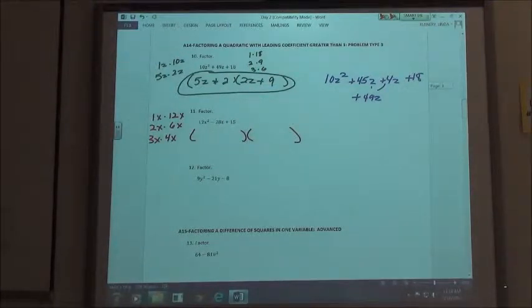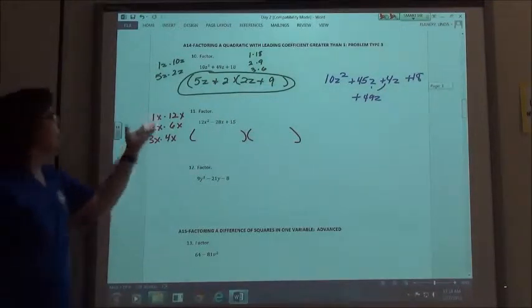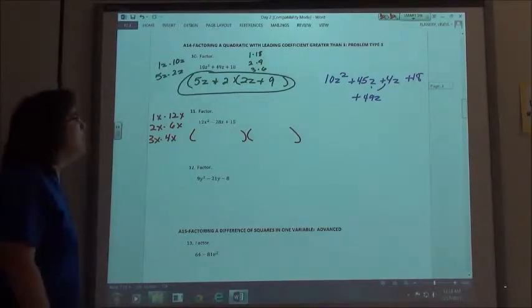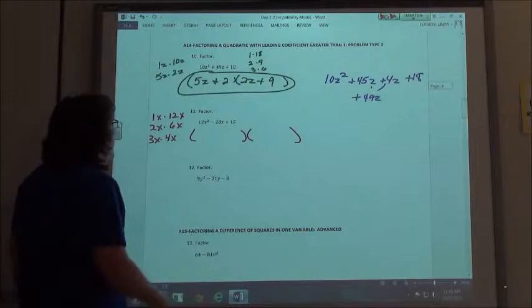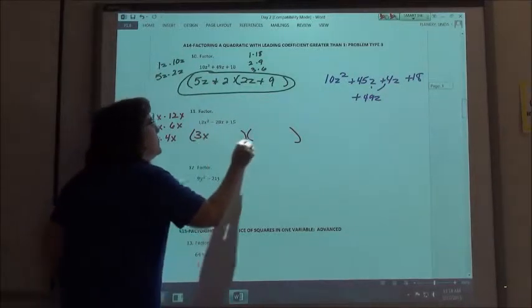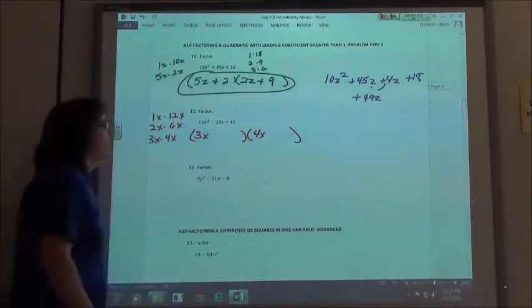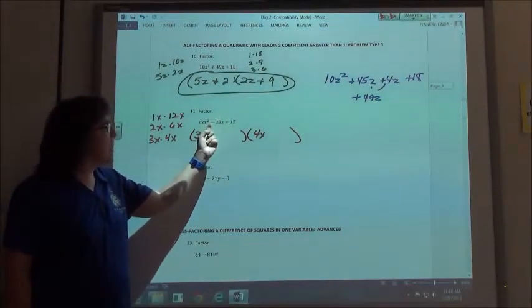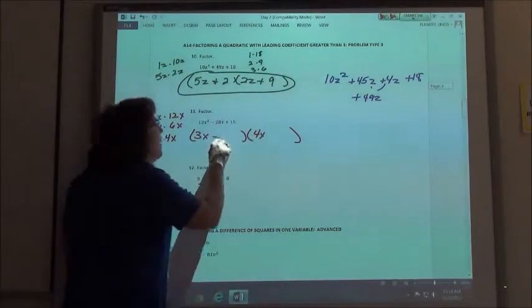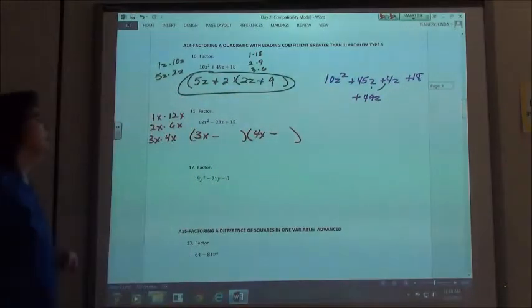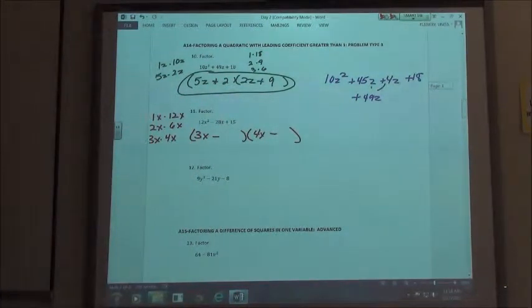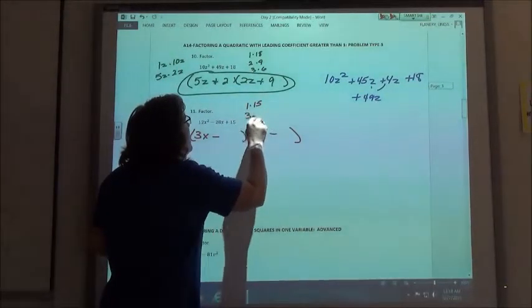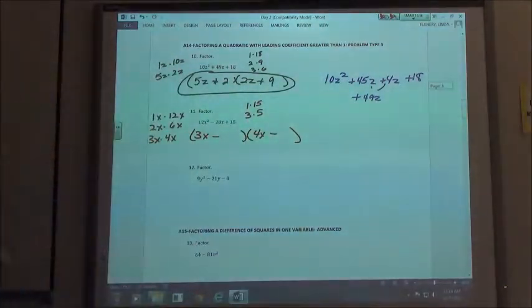Again, I have no idea which pair it is. I like to start from the bottom and work my way up, just so I have an order to follow, but it's kind of just guessing and checking. So I'm going to put the 3x and the 4x. Looking at my signs, again, the end is positive, so I know both signs have to be the same as the middle. I'm going to have a negative and a negative. Fortunately, 15 doesn't have a whole lot of factors to check. 1 and 15 or 3 and 5 are the only pairs that it might possibly be.